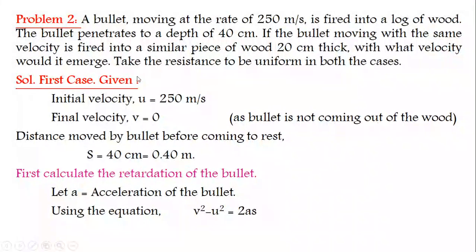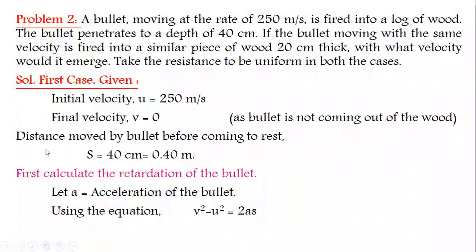In the first case, the initial velocity of the bullet is 250 meter per second. The final velocity is 0 because the bullet penetrates to 40 centimeter depth, but it does not come out of that wood. The bullet is not coming out of the wood, so the bullet will come completely to rest, so the final velocity is 0.